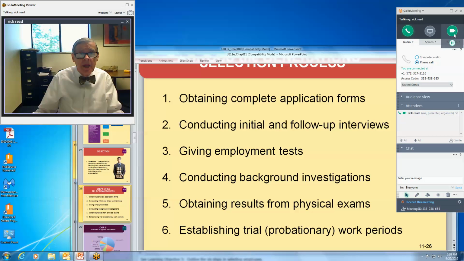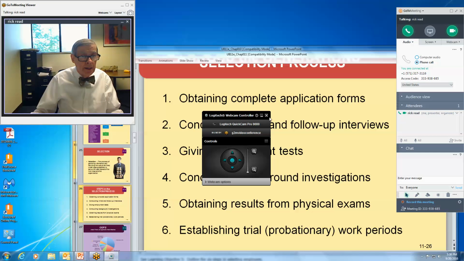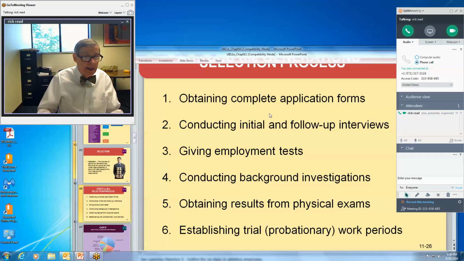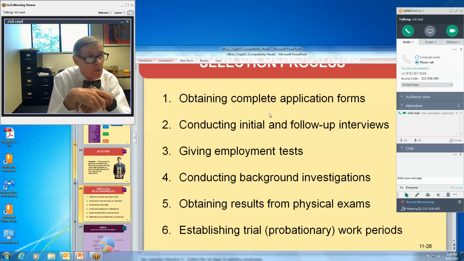So here are some of the steps in the selection process. We talked about it a little bit before: getting the completed applications in. Initial interview and follow-up. Initial is usually a screening interview conducted on the phone. If the person passes that, he or she goes to the next, which is normally with the hiring manager. Employment tests if they're required. Background investigations. Having an employee take a physical, which most larger organizations require today. And then having a trial or a probationary work period.